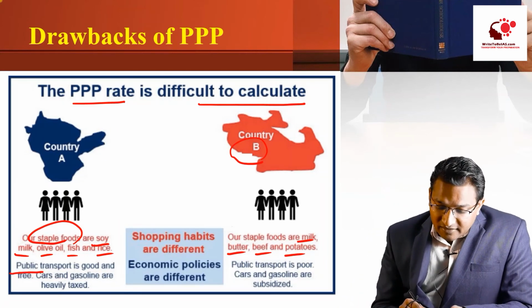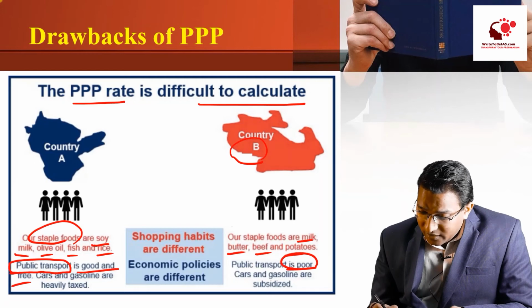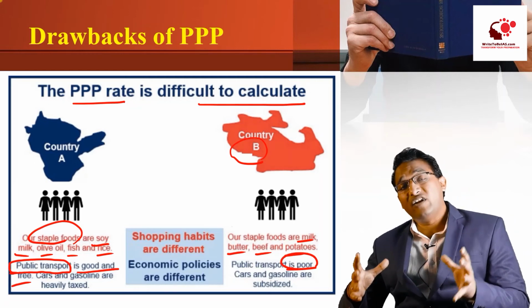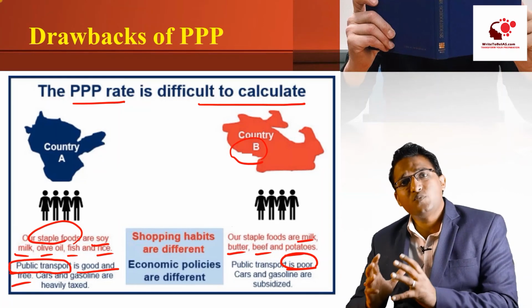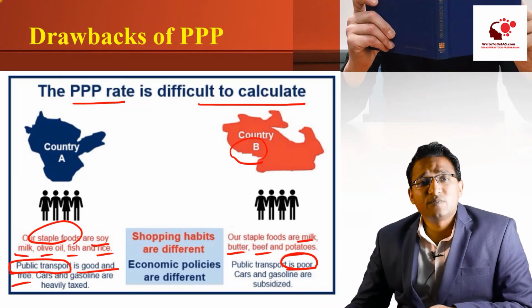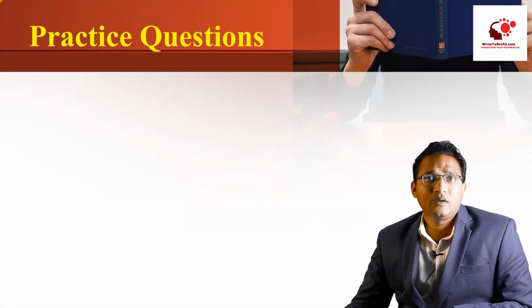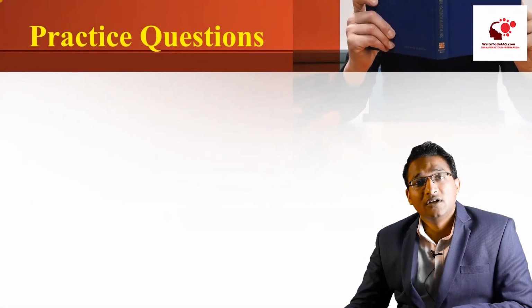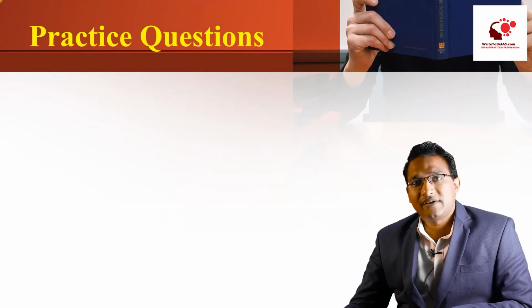Similarly, public transport is good and free in country A, and in country B it is very poor and expensive. So that will impact the cost of goods. There are many such practical factors because of which the PPP based exchange rate becomes difficult to calculate. But I am very sure that this concept is crystal clear to you, right? Let us see the practice question.